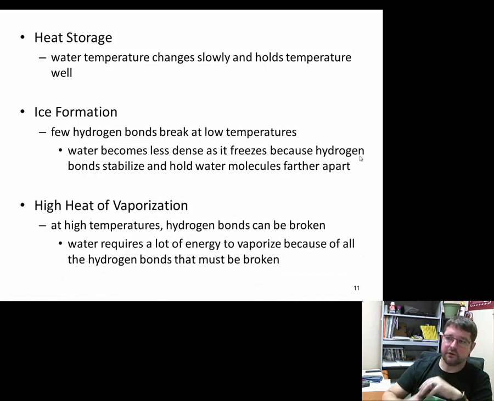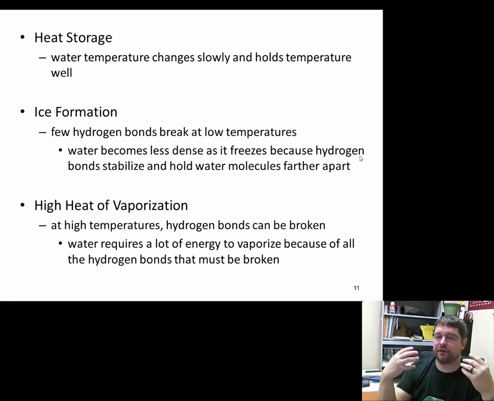And the final one really has to do with the high heat of vaporization, or vaporizing water. Now, the great things about the properties of having vaporized water are things like, when plants heat up, they can transpire, which means they release water vapor into the atmosphere.